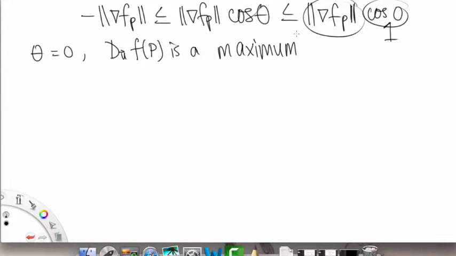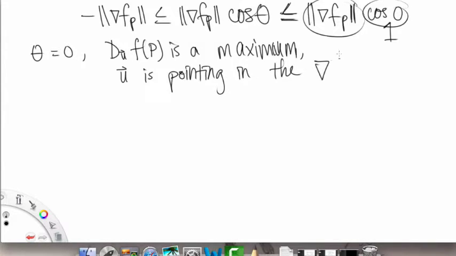It's the most positive that it can get, right? So the directional derivative is a maximum, and what that means is that when theta equals 0, the angle between them is 0, so there's no angle of separation. So that means that u points in the direction of the gradient of f at p. Okay, it's pointing exactly in the same direction. So that's when we get a maximum.